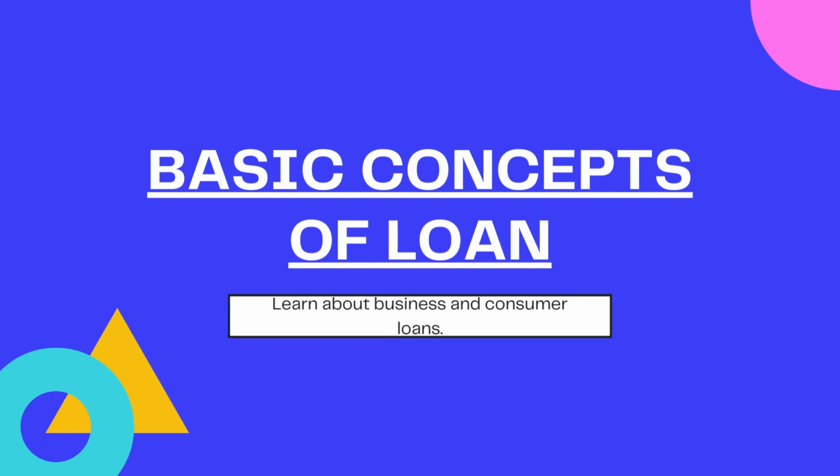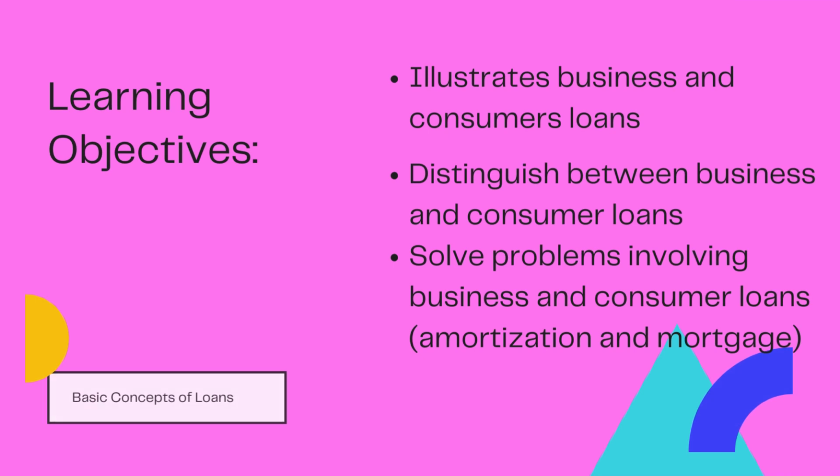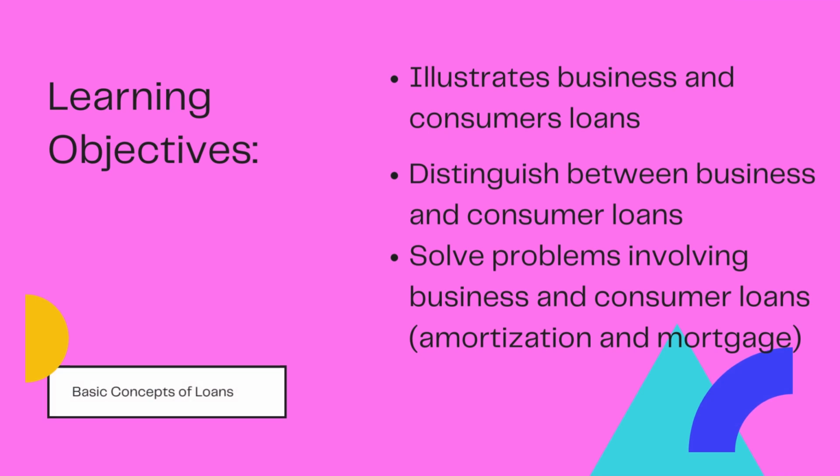But before that, I would like you to take note of our learning objectives for this lesson. At the end of the lesson, you are expected to illustrate business and consumer loans, distinguish between business and consumer loans, and finally solve problems involving business and consumer loans. And that includes amortization and mortgage.